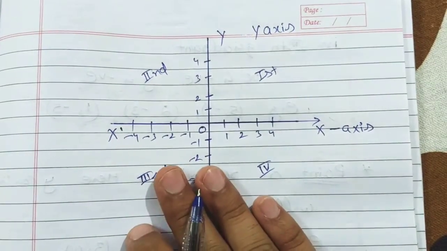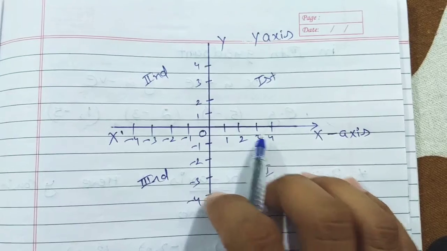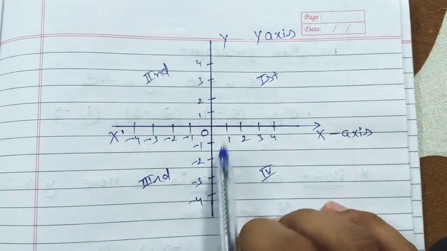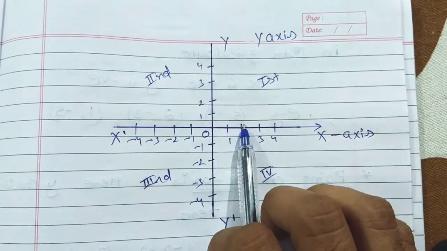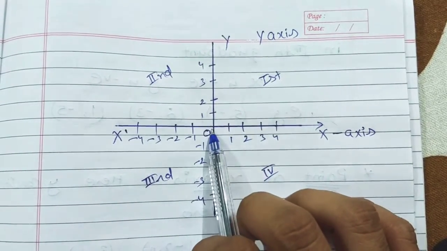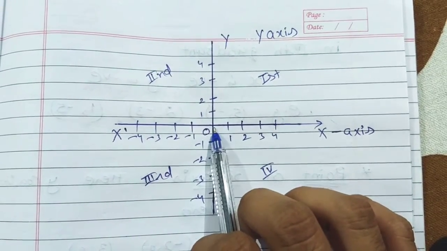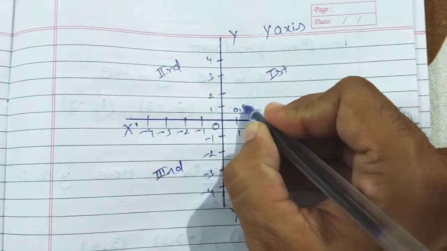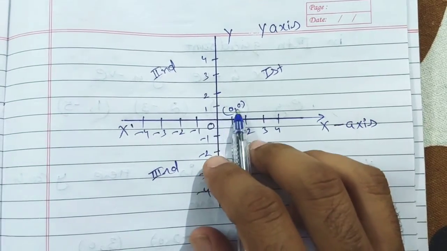Now move further. Here the horizontal line is called the x-axis, and the vertical line is called the y-axis. Where these two lines, the x-axis and y-axis, intersect each other, this point is called the origin. And what are the coordinates of this point? This is (0, 0). O is the origin, (0, 0).